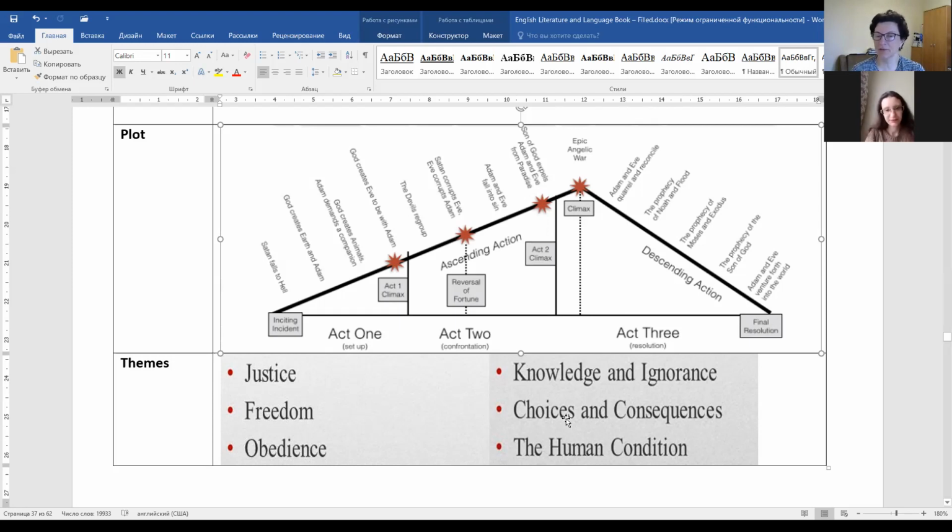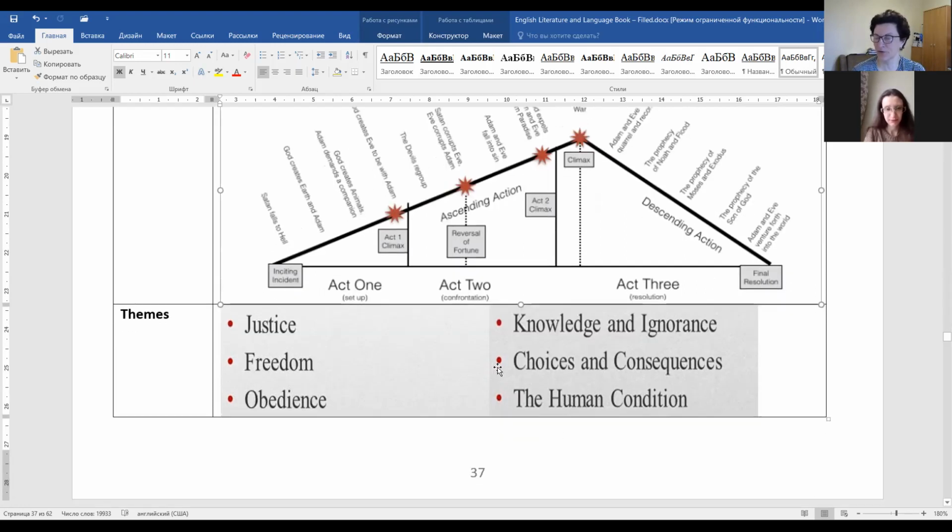And it is closely connected with freedom. You are free to make your choices, and your choices will determine how you will live. Next, obedience. People must be obedient to God, and after falling, all women must be obedient to their husbands. Obedience is important, but again, to a certain extent, because you still can have your own choices and the consequences of them.